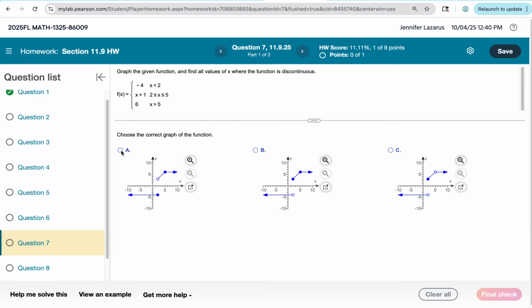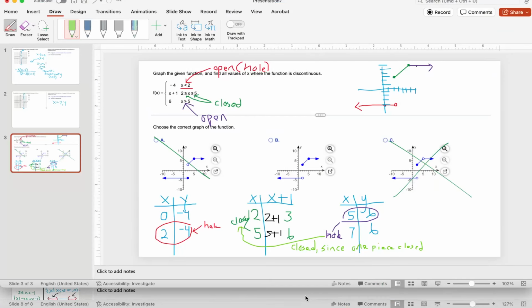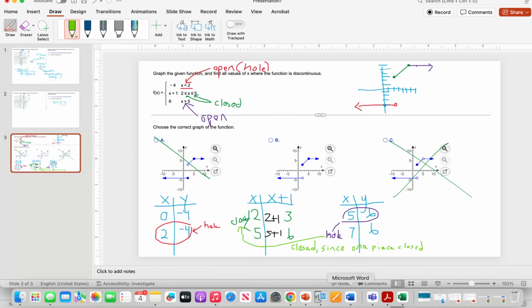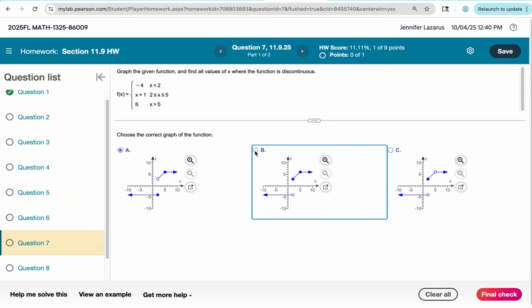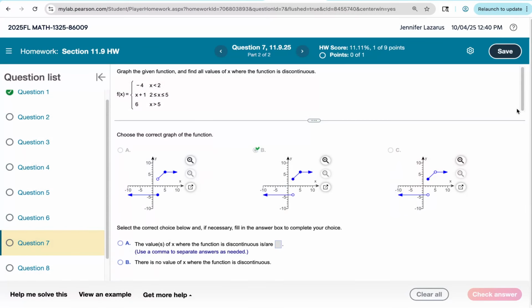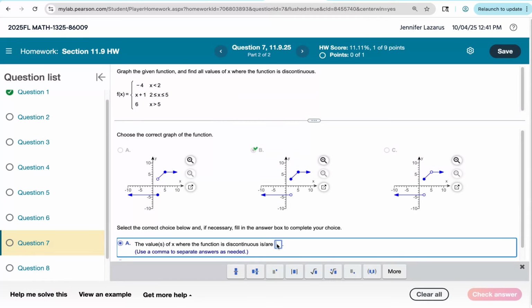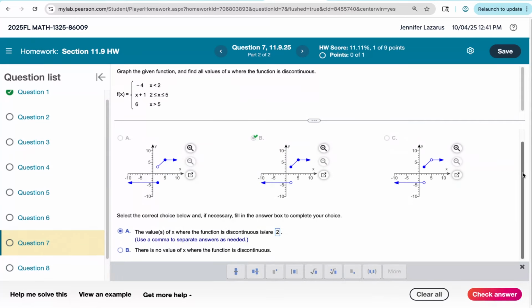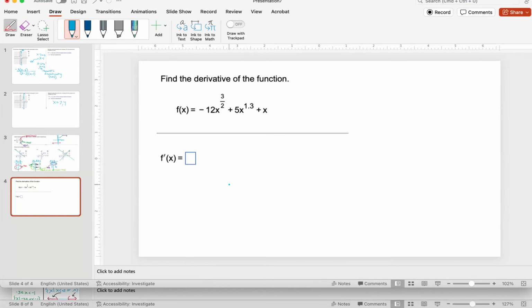So the graph was, where was the value at? I think it was this one, wasn't it? Is that what we picked? Oh no, we picked the second one because there's a value at 5, 6, and there's a 2, 3. Okay, so the second one is the one. And then it says select the value of x for which the function is discontinuous. It's just going to be right here at 2. And that's it.